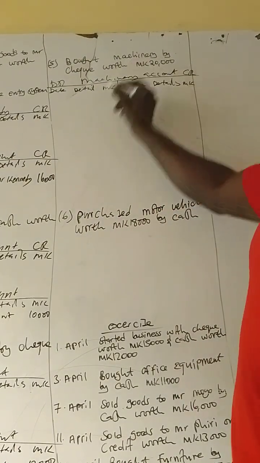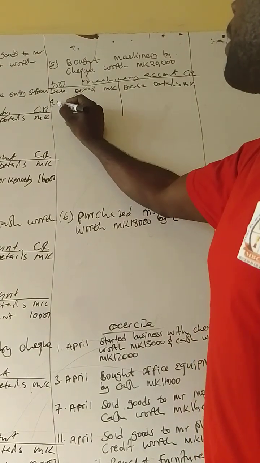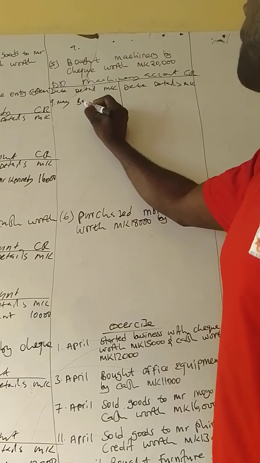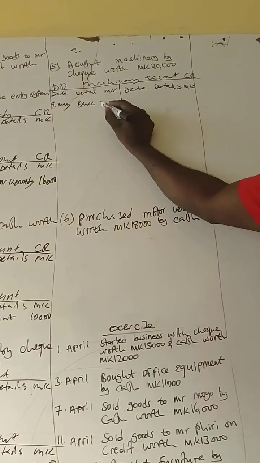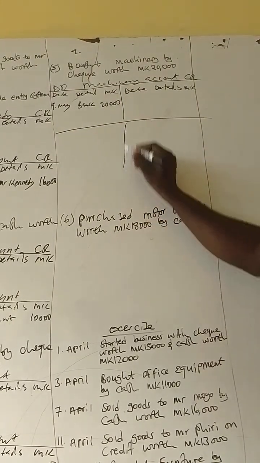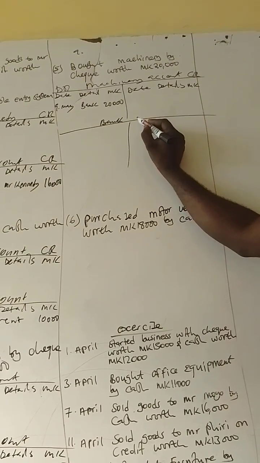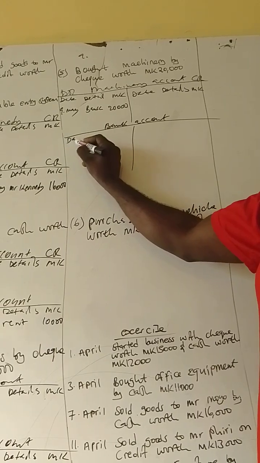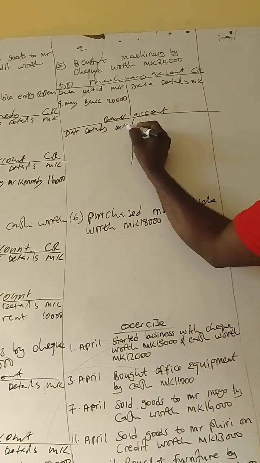Alright. So on this one, let's take 9 May. So this is 9 May. On 9 May, you say bank, because the money is coming from the bank. Bank amounting to how much? 20,000. While as you open the bank account here, the bank must be credited. Remember that this is date, this is details, and this is money.